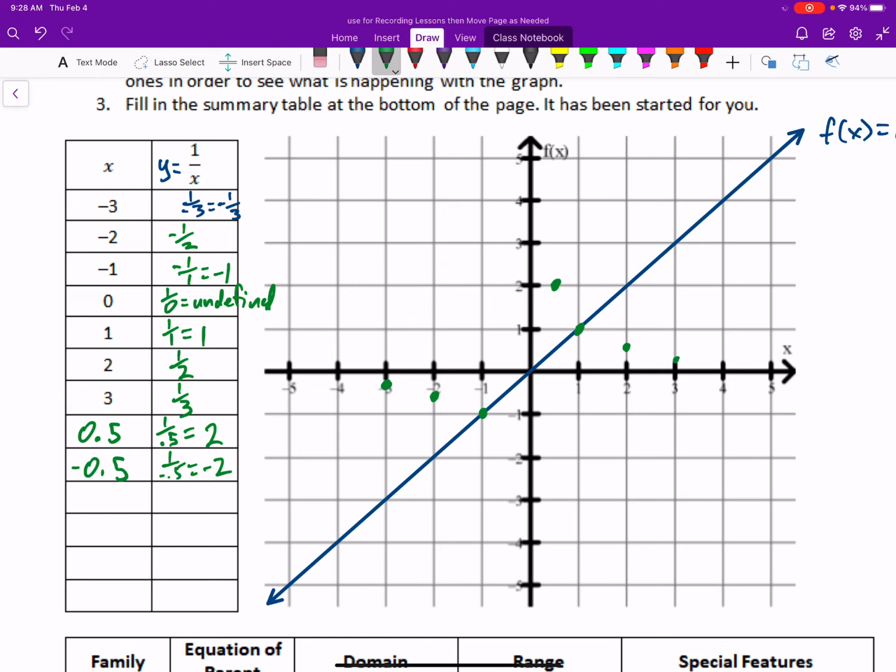Yeah, I get negative 2. Interesting. So I have the point negative 0.5, negative 2. So these two graphs can be going in opposite directions as we get closer to the y-axis. Let's try another one, like say 1/10.